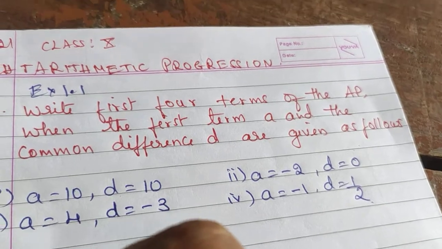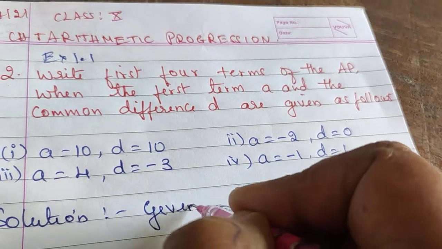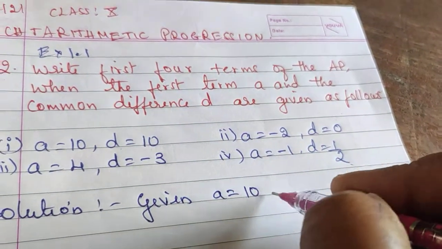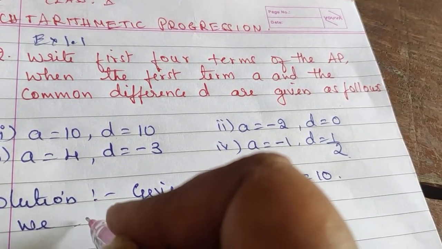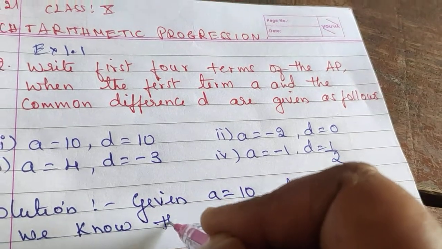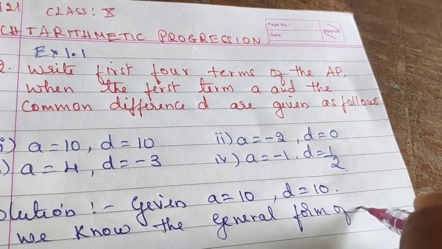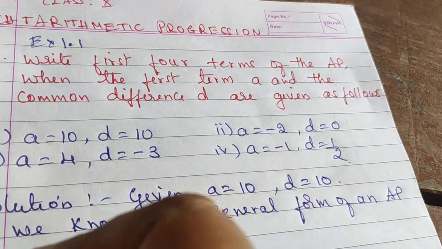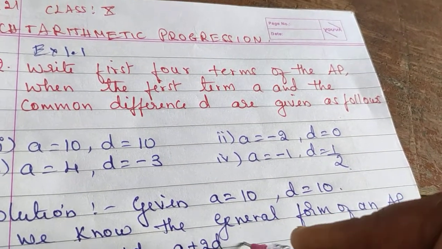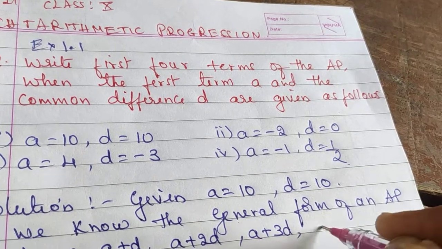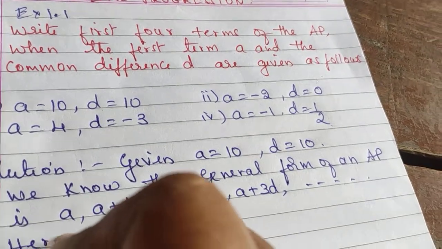So the solution. What is given? Given A is equal to 10 and D is equal to 10. We know the general form of an AP, that is arithmetic progression: A, A plus D, A plus 2D, A plus 3D, and so on.